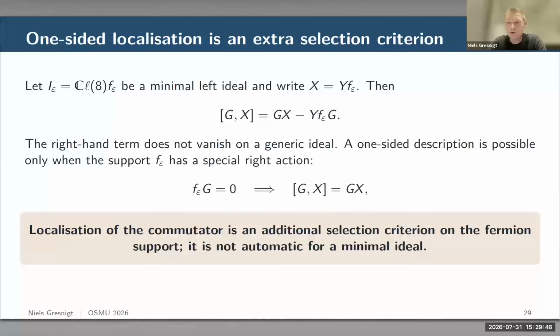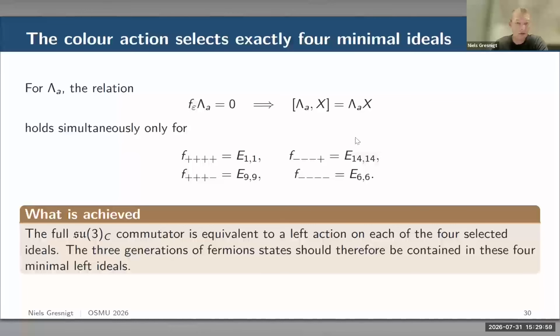This only happens for some of the primitive idempotents, not for all 16 of them. In fact, it only happens for 4 of the primitive idempotents. So the SU3 action from the right annihilates four of the primitive idempotents, and they're exactly the first one, the ninth one, the 14th one, and the 16th one. And that's the reason why I highlighted these before.